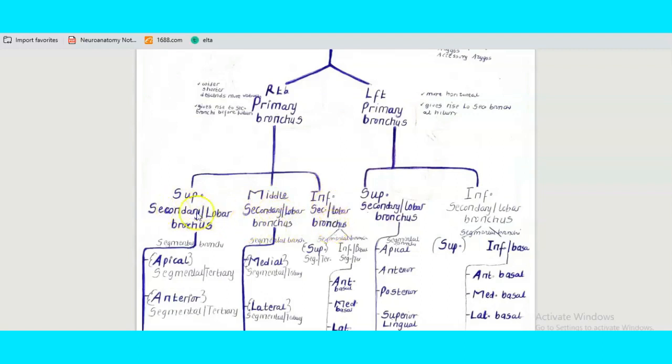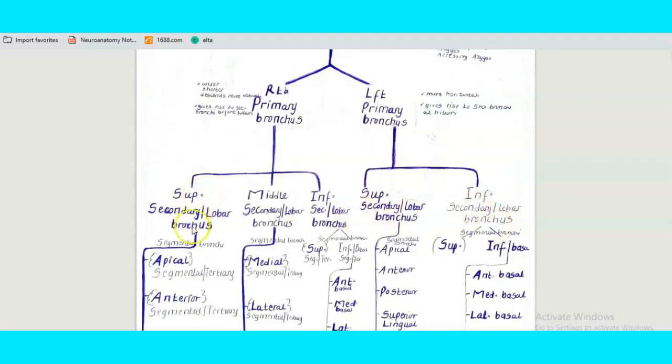Secondary bronchi can also be called lobar bronchi. So it's either the superior lobar bronchus, the middle lobar bronchus, or the inferior lobar bronchus. But the left pulmonary bronchus divides at the hilum into two branches: the superior secondary or lobar bronchus and the inferior secondary or lobar bronchus.